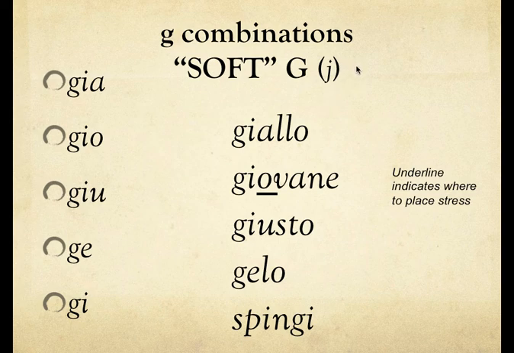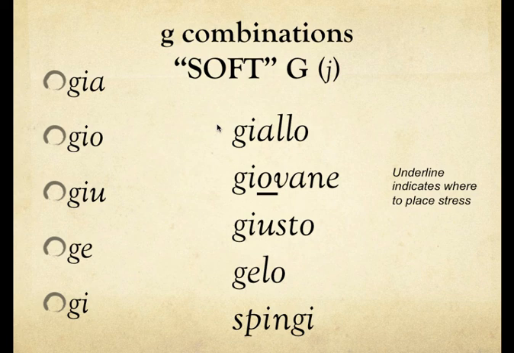Here we have soft G combinations, and a soft G sounds like the letter J. In Italian, as we recall, there is no letter J, so this is how you make that sound. Già, gio, giù, je, gi. Now we will spell the combinations in Italian and then pronounce them again. G-I-A, già, G-I-O, gio, G-I-U, giù, G-E, je, G-I, gi.